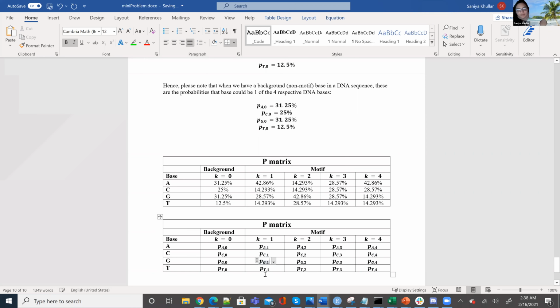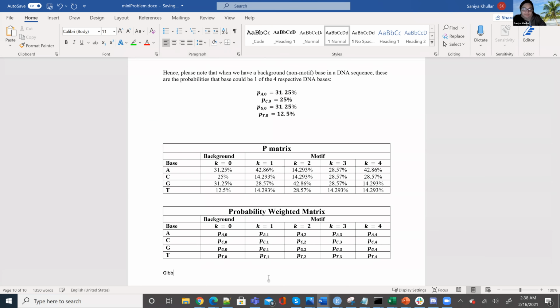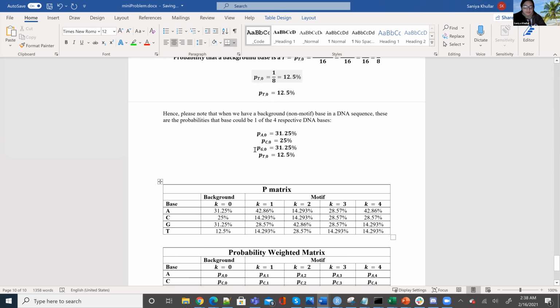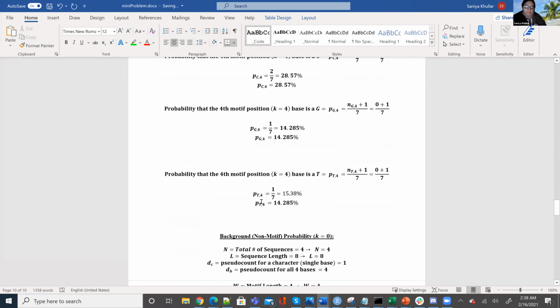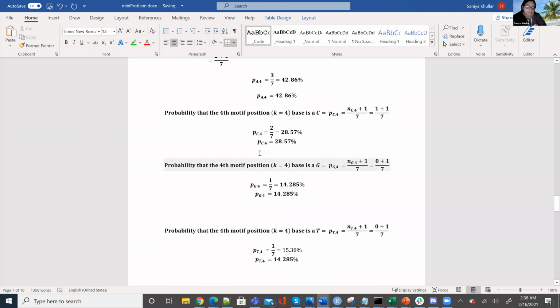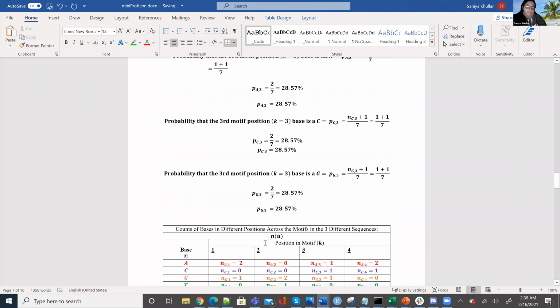So that's how we have all of these values in the probability weighted matrix. This is for Gibbs sampling, where we are pulling out sequence 3. And this is what we get for the probability weighted matrix. And again, these are all the values that we've calculated throughout. This is the whole step we've been going through, calculating all these probabilities.